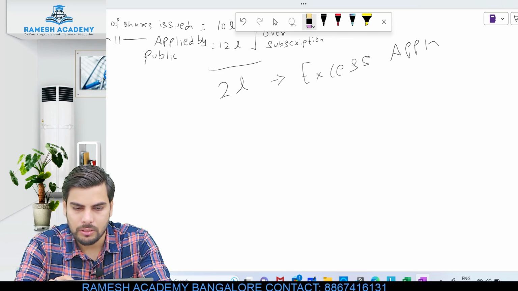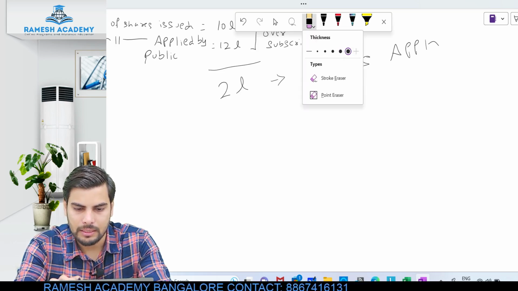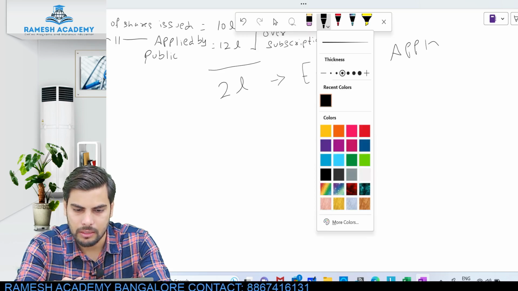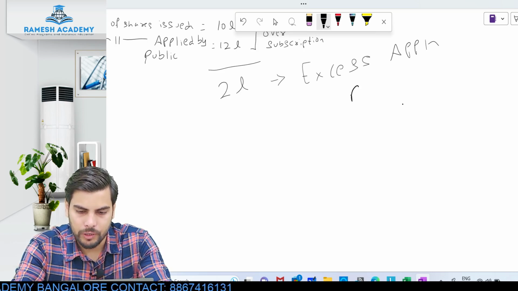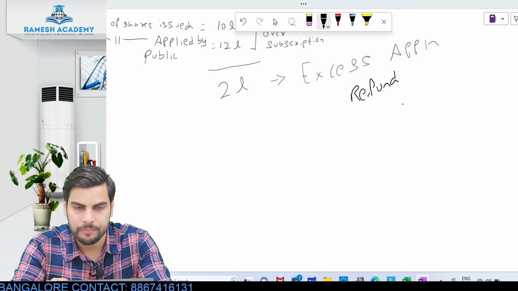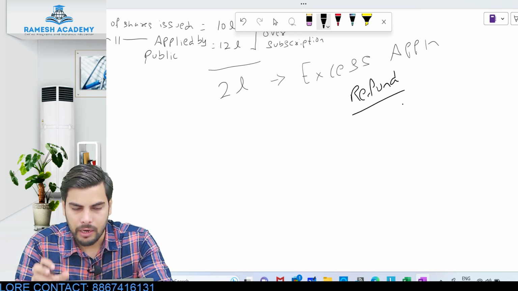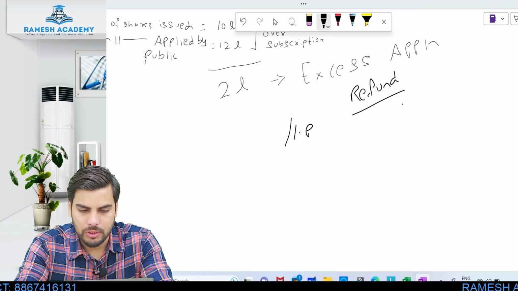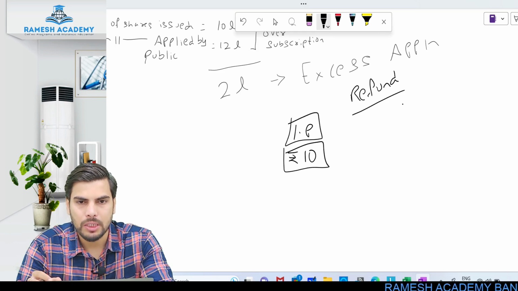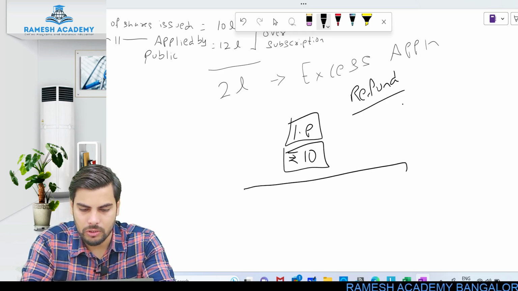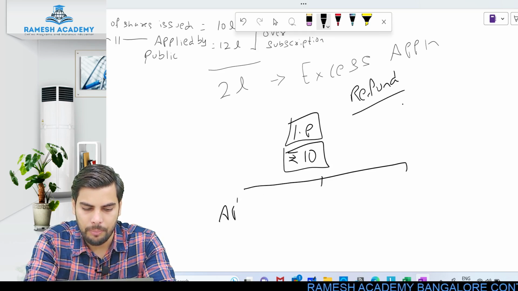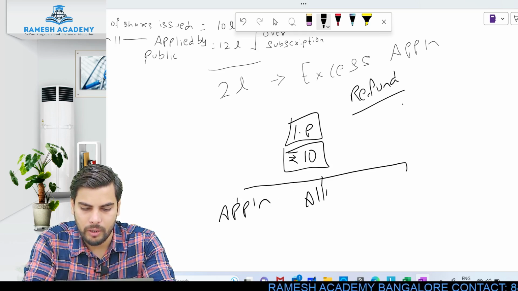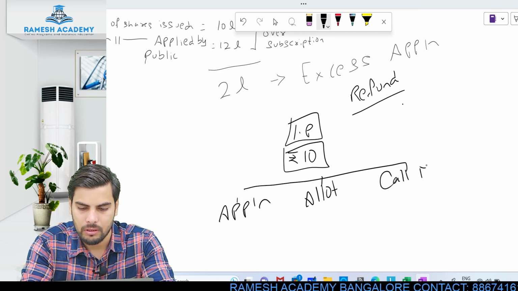So what happens with respect to this excess application? Excess application money will be refunded. We just need to refund this particular amount. Clear? Now what was the issue price per share? Issue price per share, if you see, it was 10 rupees. Out of this 10 rupees, this amount is being collected in 3 different stages. So what are those? One is application stage, allotment stage, and then call money stage.